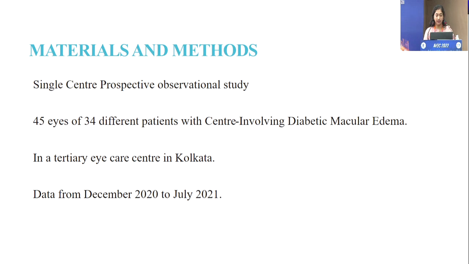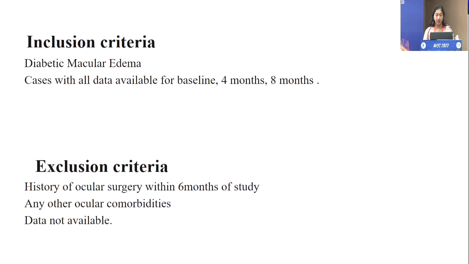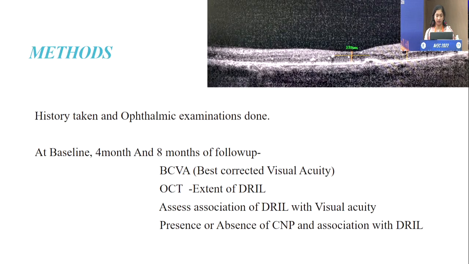It was a single center prospective observational study of 45 eyes of 34 different patients with center involving diabetic macular edema in a tertiary eye care center in Kolkata from December 2020 to July 2021. Inclusion criteria was diabetic macular edema and cases where all the data were available for baseline, 4 months and 8 months. Exclusion criteria was any history of ocular surgery within 6 months of study or any other ocular comorbidities, or if the data was not available.